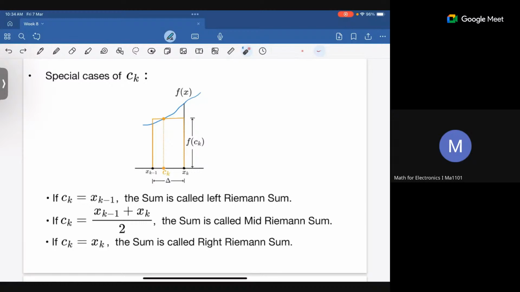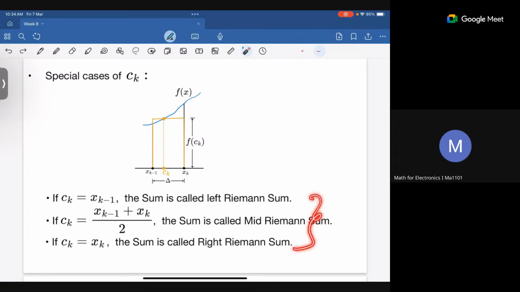Okay. If I choose CK as the midpoint, so if I have 2 points like this, the midpoint will always be xk minus 1 plus xk divided by 2. If I choose CK to be the midpoint, then the sum is called the mid Riemann sum. If I choose CK to be the rightmost point, CK to be xk, then the sum is called the right Riemann sum.